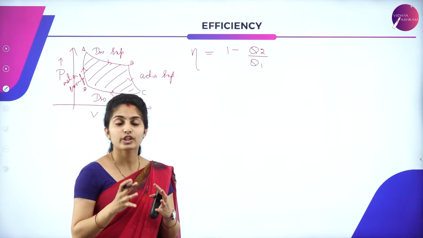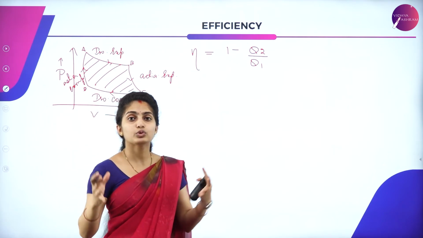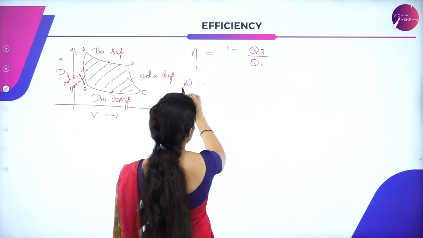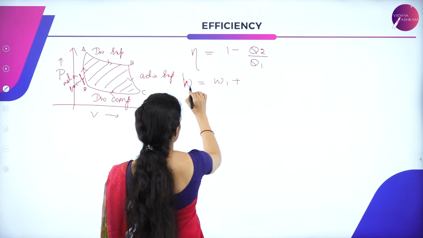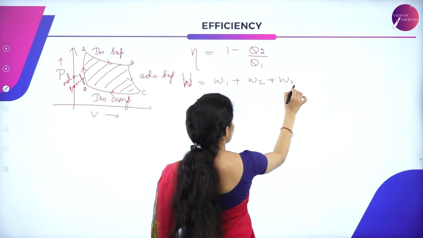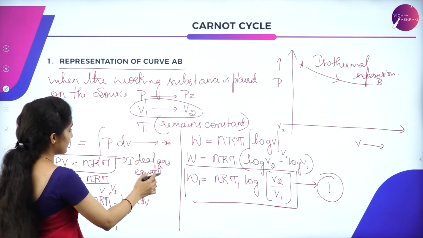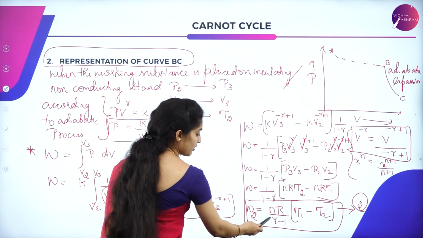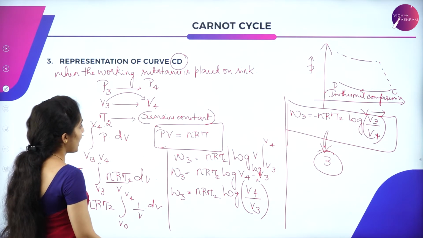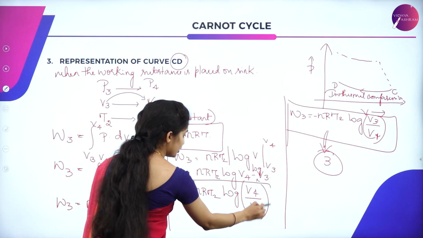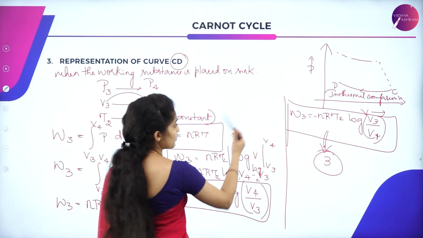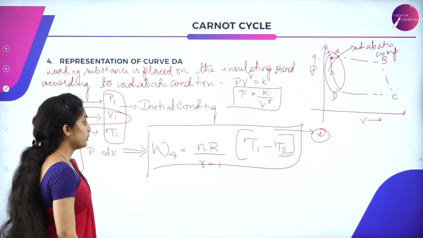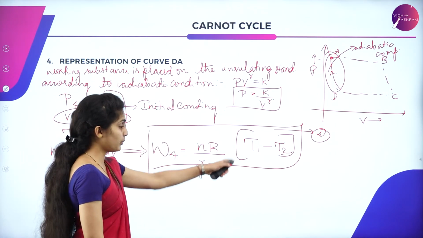As we all know, you will add up the work done by the working substance: W is equal to W1 plus W2 plus W3 plus W4. W1 is nRT1 log V2 by V1, W2 is nR divided by gamma minus 1 into T1 minus T2, and W3 is nRT2 log V4 by V3. It can be written as minus nRT2 log V3 by V4, and lastly W4 is equal to nR divided by gamma minus 1 into T1 minus T2.